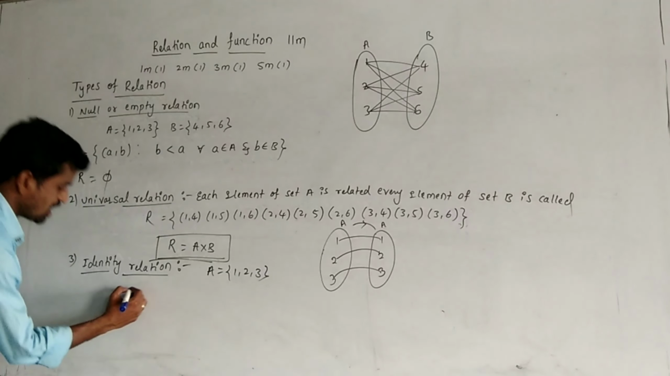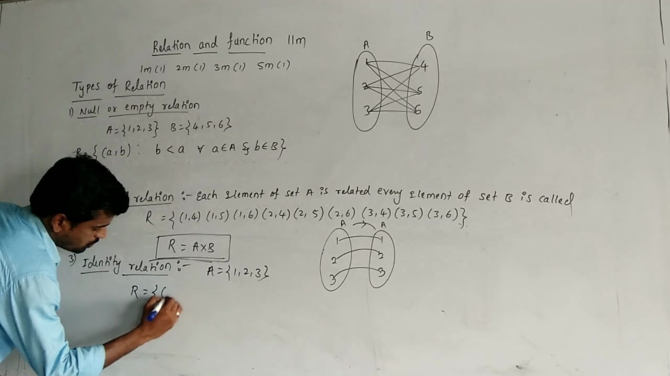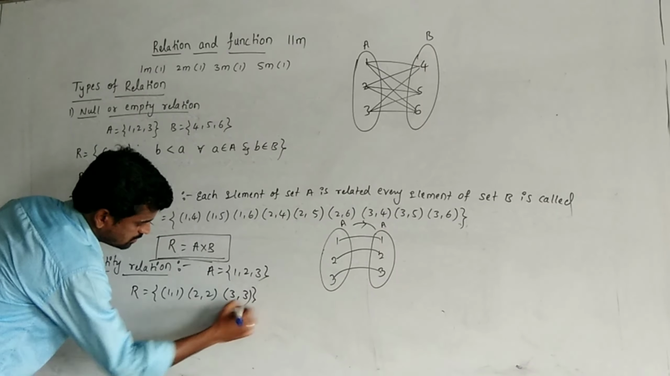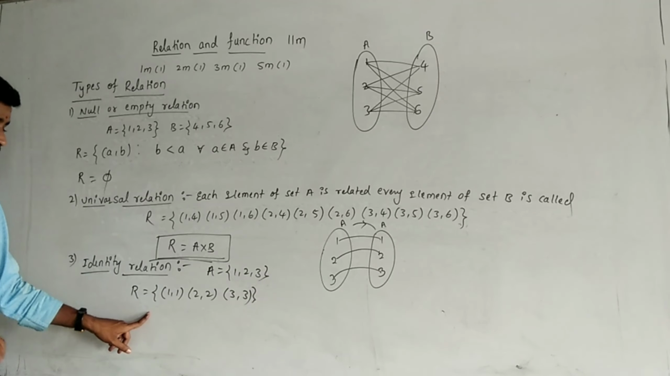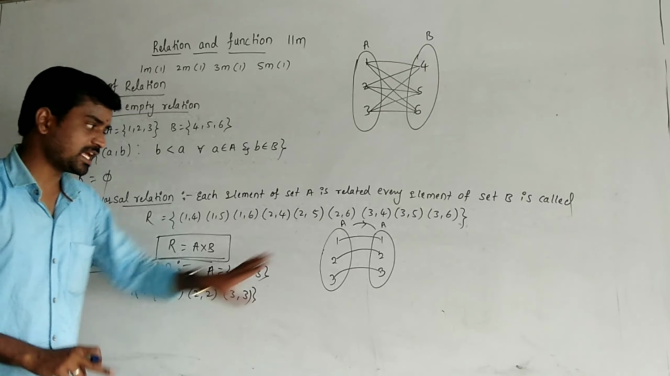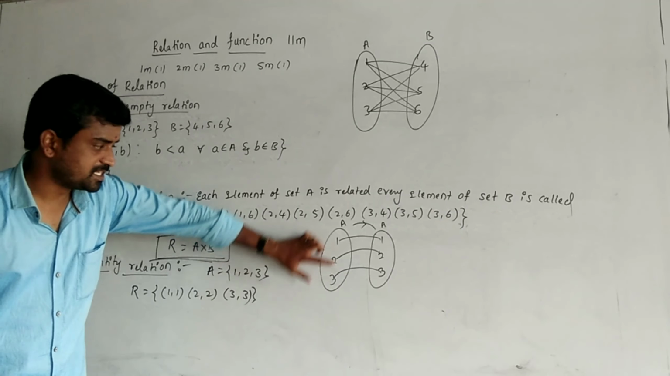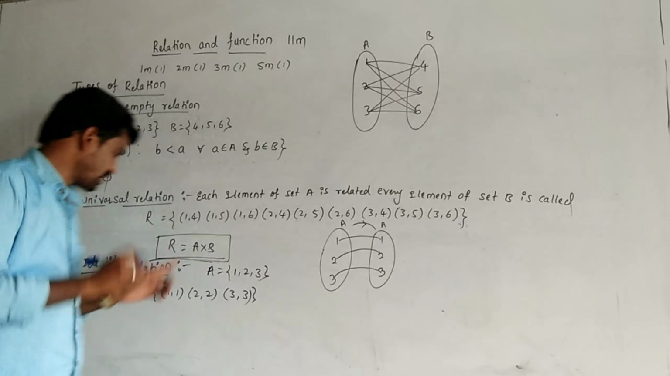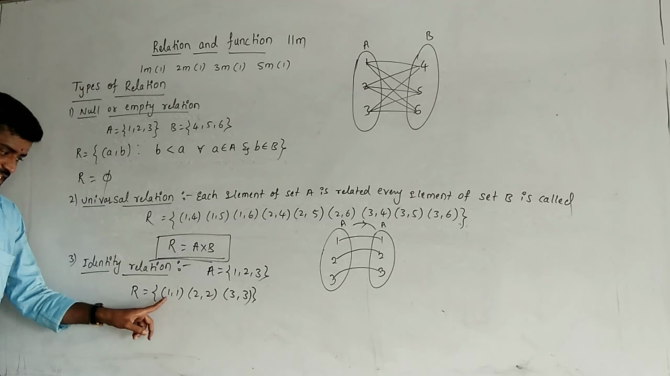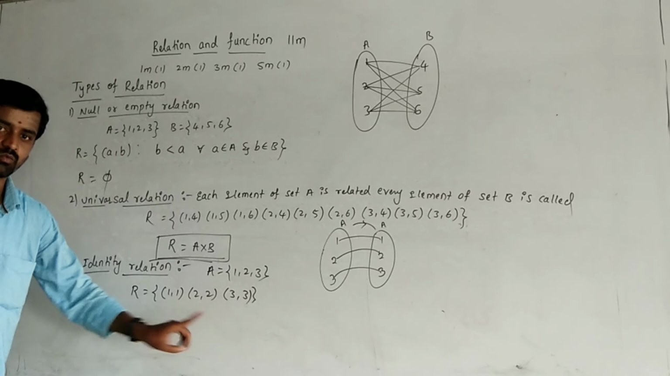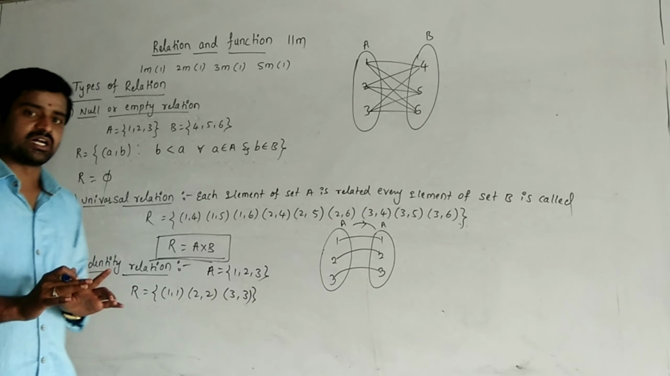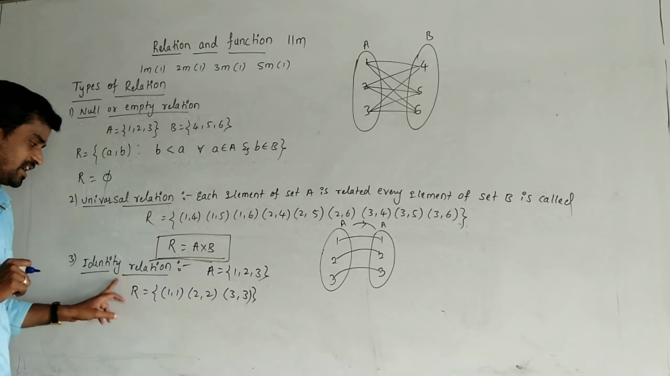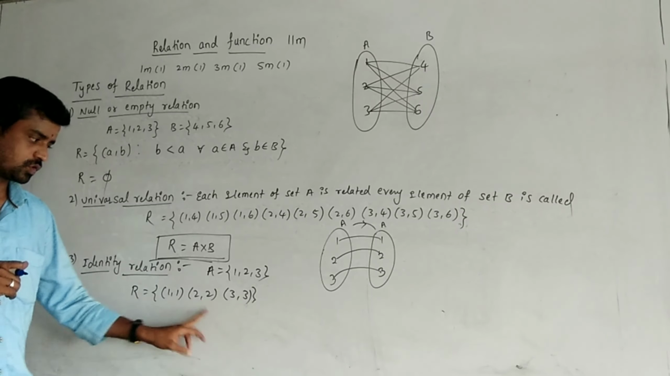The relation R is equal to (1, 1), (2, 2), (3, 3) is an identity relation. The definition is every element of set A is related to itself only. Elements giving image itself is called identity relation. Check (1, 1), (2, 2), (3, 3). One more simple definition is a doublet of elements. Doublet of elements is called identity relation. Doublet (1, 1), (2, 2), (3, 3).